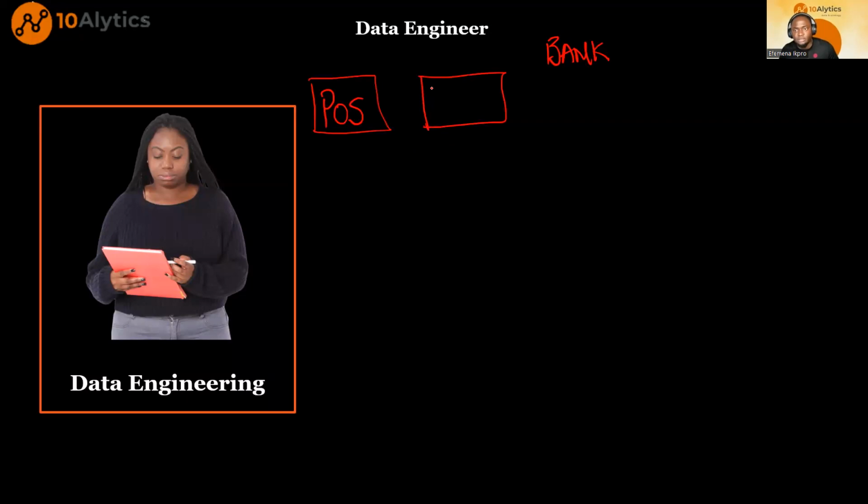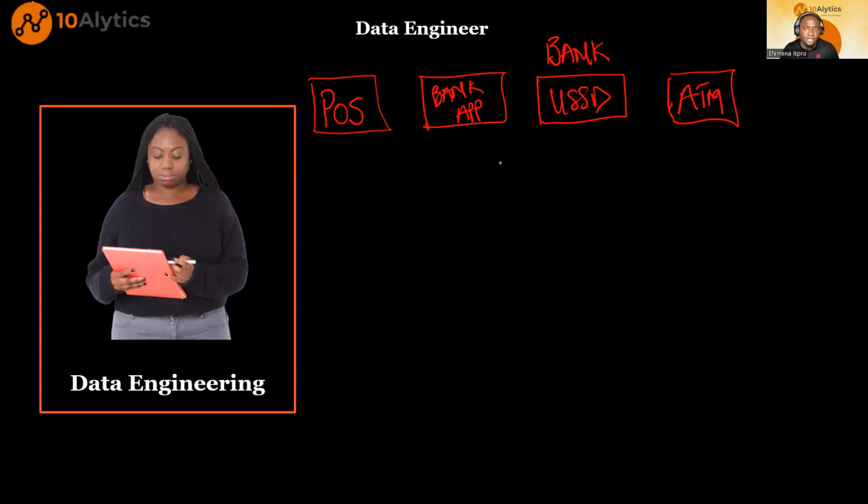So you have another one, the bank app. You go on the app in order to send money. USSD, fantastic. You guys are the smartest people. Which other one is there? Last but not the least, let's use ATM. So you can go to the ATM to actually send money. Let's just say these are the four channels.